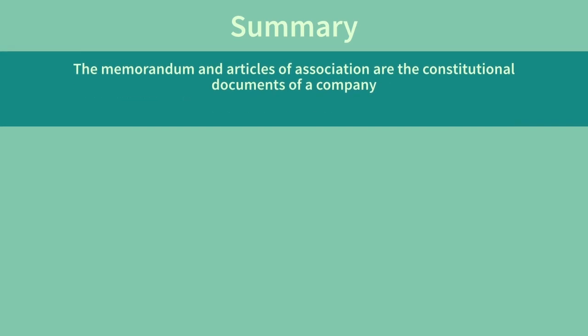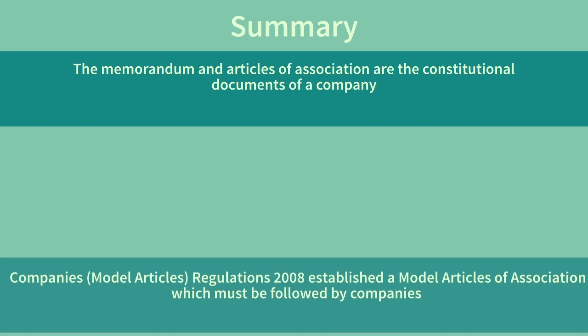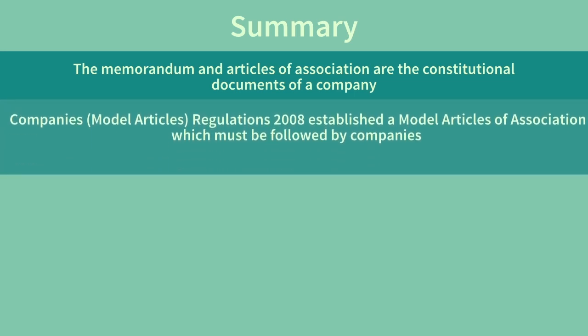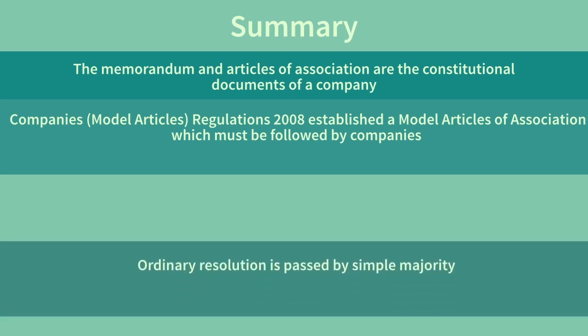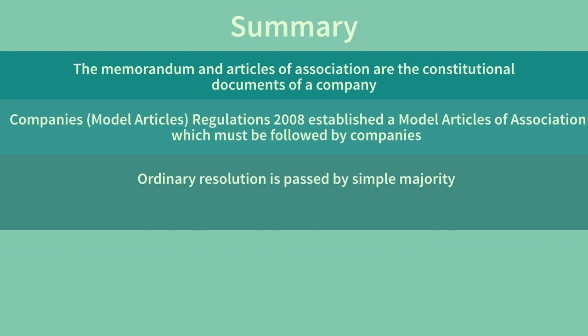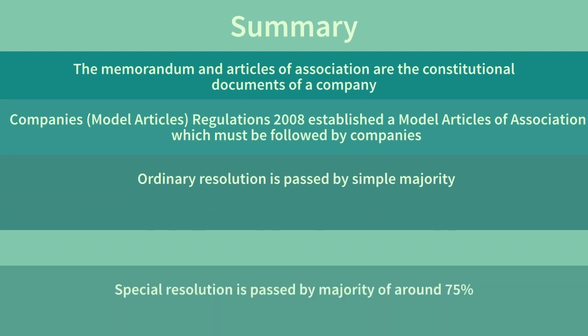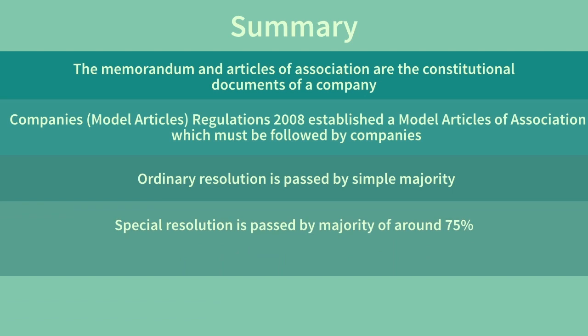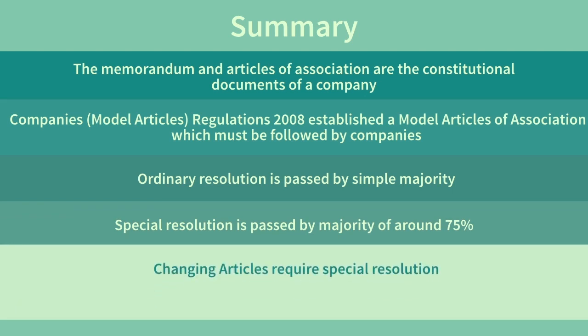In conclusion, the Memorandum and Articles of Association are the constitutional documents of a company. The Companies (Model Articles) Regulations 2008 established model articles of association which must be followed by companies. An ordinary resolution is passed by a simple majority. Special resolution is passed by a majority of around 75%. Changing of the articles requires special resolution. A company has certain restrictions to follow in naming itself.